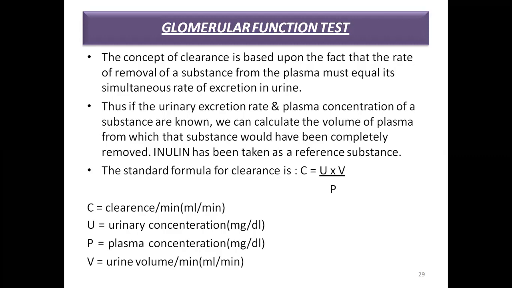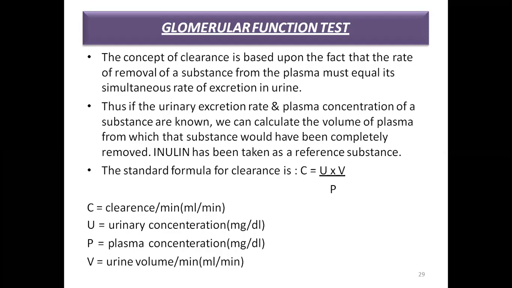Thus, if the urinary excretion rate and plasma concentration of the substance are known, we can calculate the volume of plasma from which that substance could have been completely removed. So, knowing the urinary concentration of a substance and also the plasma concentration, we can calculate the clearance efficiency. That is, we have the standard formula. Also, the substance which is used as a reference substance is inulin, and we have a reason why inulin is in use.